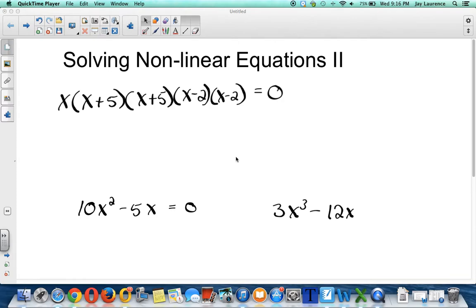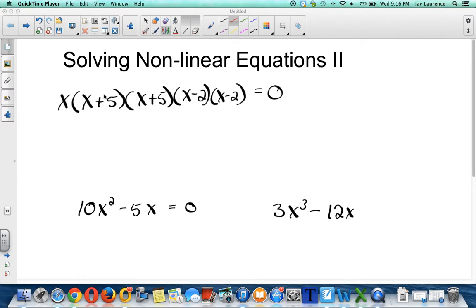Hello, algebra students. Mr. Laurence here, and this is our second video on solving nonlinear equations. Sometimes they're linear, but we're also solving nonlinear ones. And I want to throw this idea at you that this is called the zero product property. What is called the zero product property?